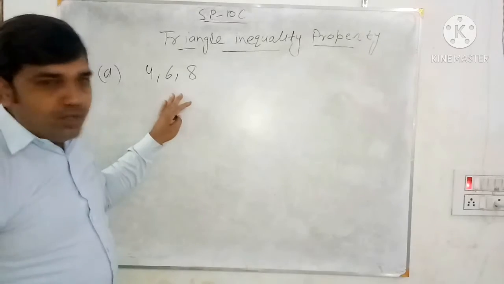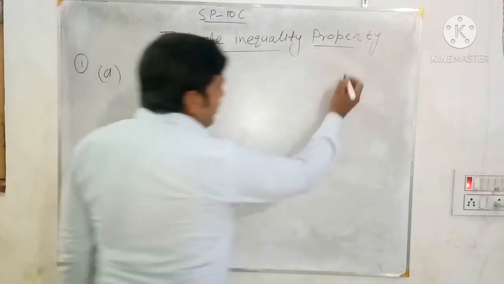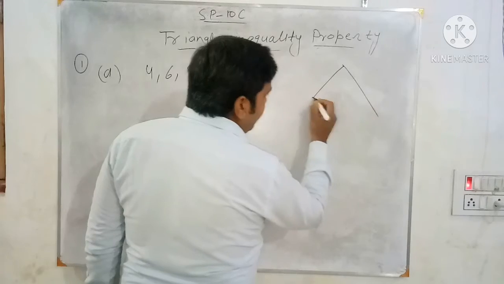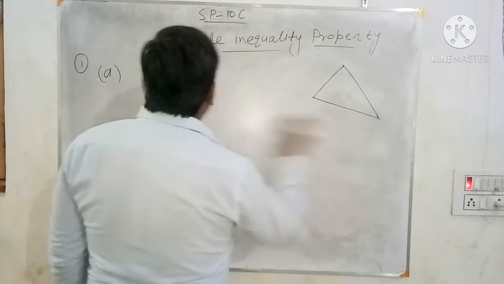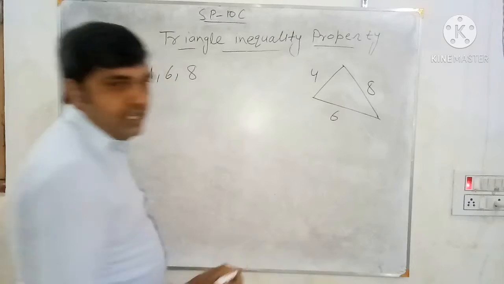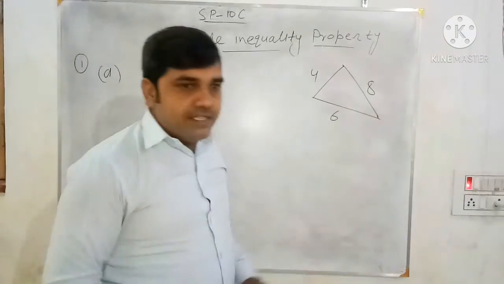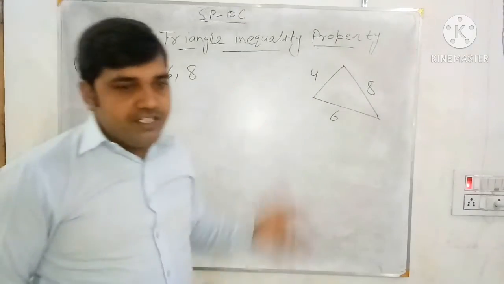So is it possible to draw a triangle of this length? We are drawing a triangle and marking it: one side 4, other is 6 and third is 8. Is it possible to draw a triangle which has these measurements? So we test the first condition, the first theorem.